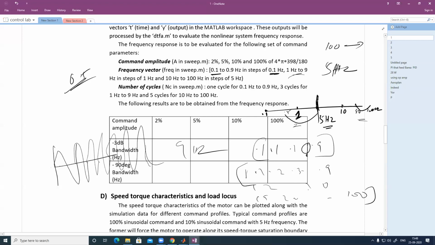Means within one plot, I have to plot for one particular amplitude, 0.1 to 0.9 and 1 to 10, like that, as different plots. No, you can plot from 0.1, 0.2 up to 100 also, no problem. But the size will be very high. So the size is reducing, I am choosing like this.